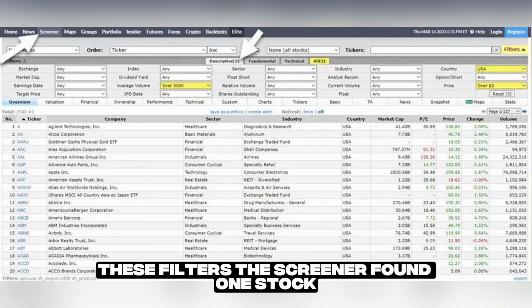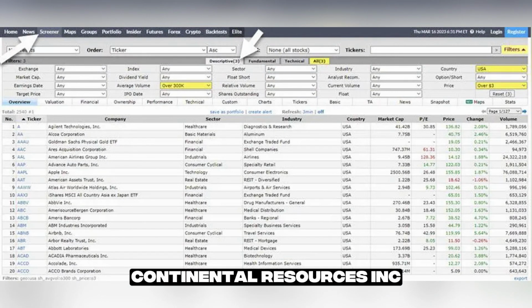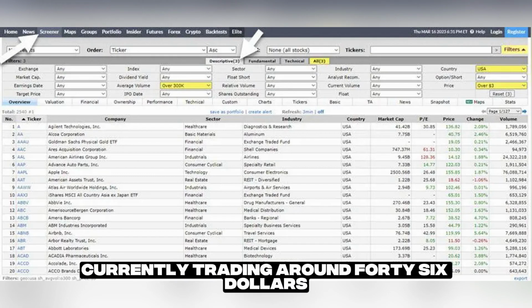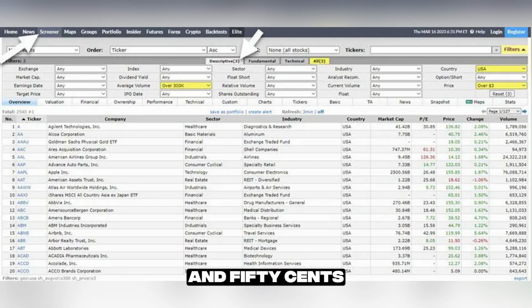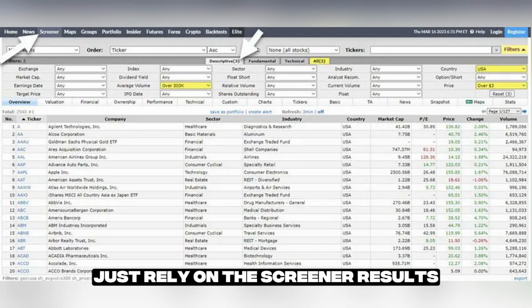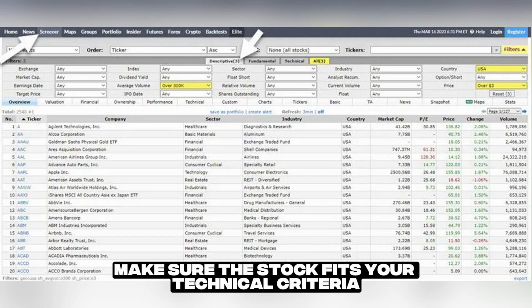The screener found 1 stock, Continental Resources Inc., ticker CLR, which is an oil and gas company currently trading around $46.50. The next step is to do your own technical analysis. Don't just rely on the screener results. Make sure the stock fits your technical criteria.